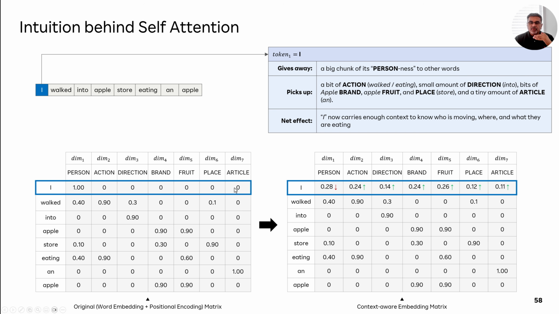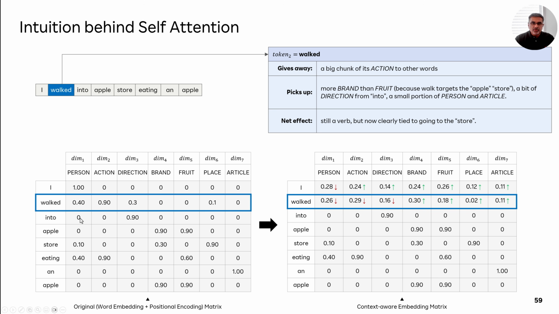And the net effect is that once this calculation is done, this word "I," originally it only carried the signal strength for person, but in the context in which it appears, which is the sentence "I walked into Apple store eating an apple," it has now picked up enough context. So you know who is moving, where they are moving, in or out, into what, and doing what. Like, for example, eating what? An apple. So you have modified each of these feature dimensions from its original values, correct?